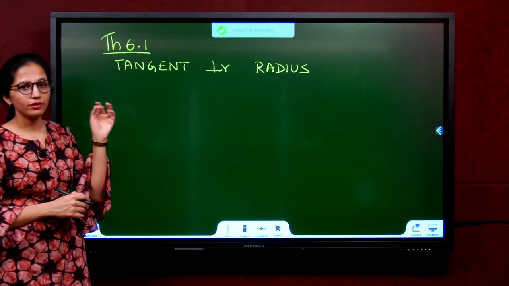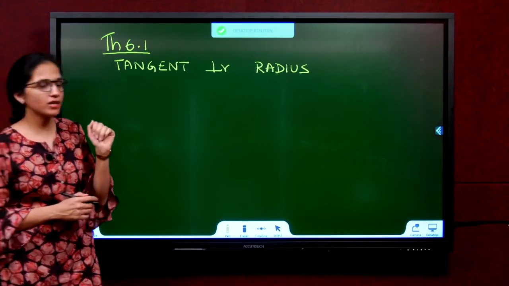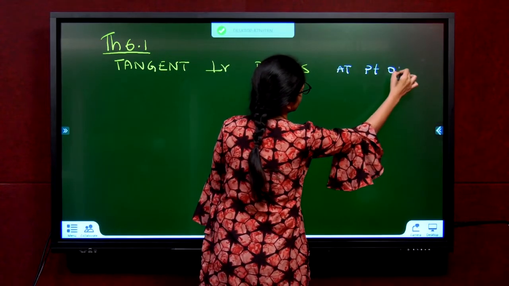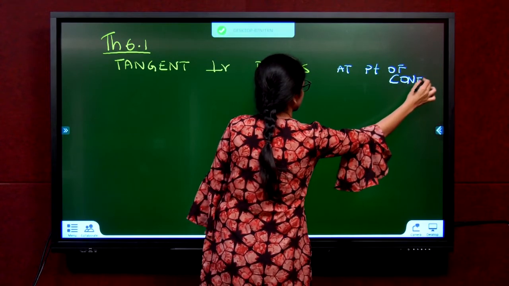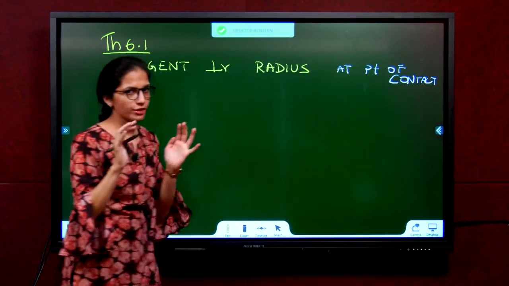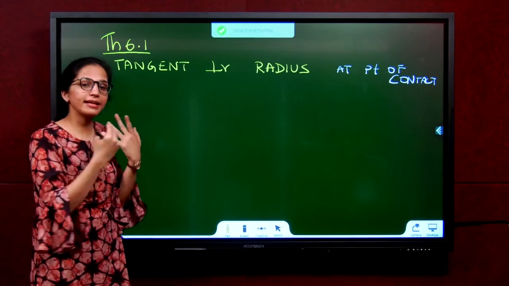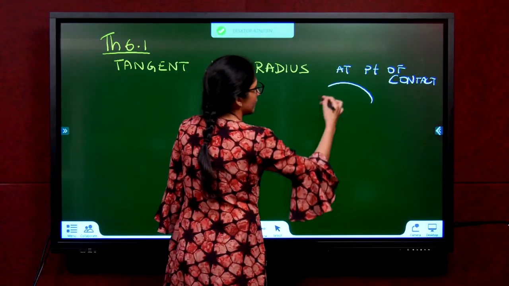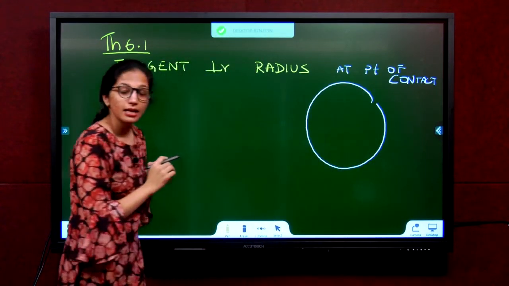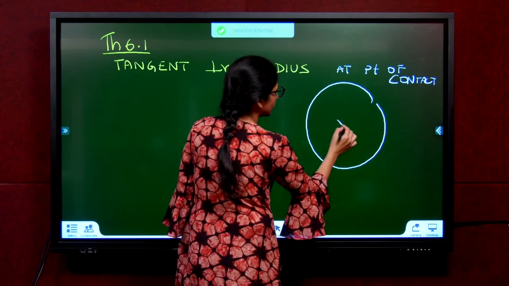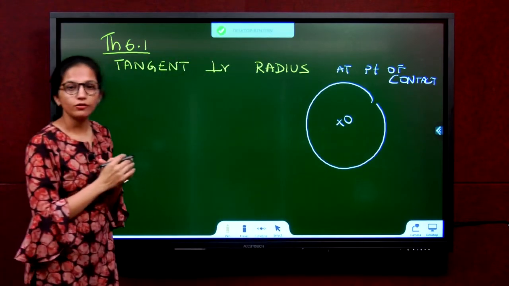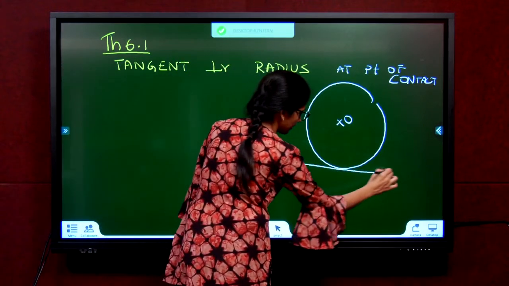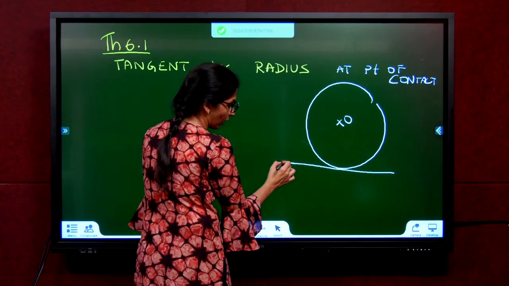Theorem 6.1, you have to prove that a tangent is perpendicular to the radius at the point of contact. What does that mean? In detail, the word-to-word proof is there in the book. Please go through it. Everything else I will be telling. I won't write everything; mathematical statements I will write. Consider a circle with center O. Now draw a tangent to the circle.